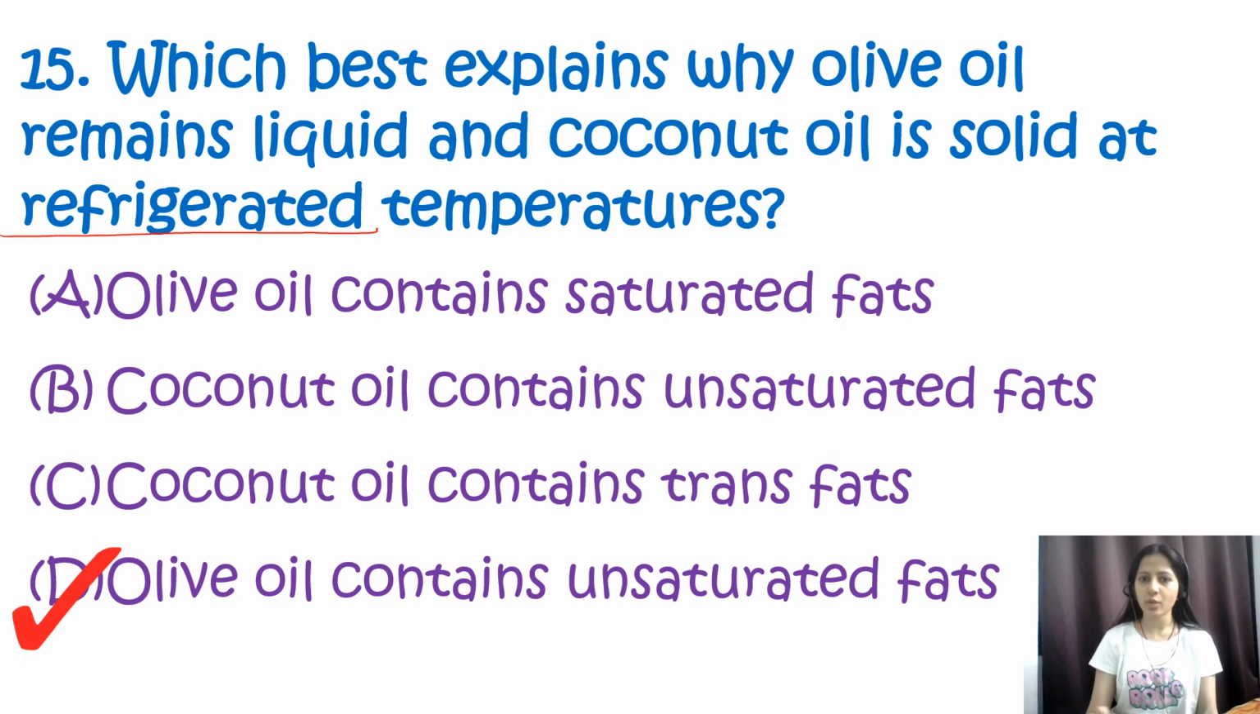So the reason why coconut oil is solid at refrigerated temperature while olive oil is liquid is their difference in fatty acid composition. Coconut oil is predominantly composed of saturated fats, which tend to solidify at lower temperature, while olive oil has a higher unsaturated fatty acid composition, that is why it is liquid at room temperature. So over here the correct option will be D, that is olive oil contains unsaturated fats.